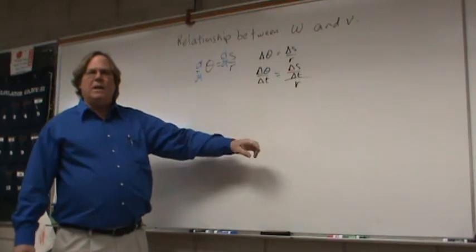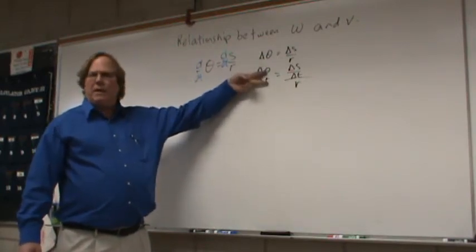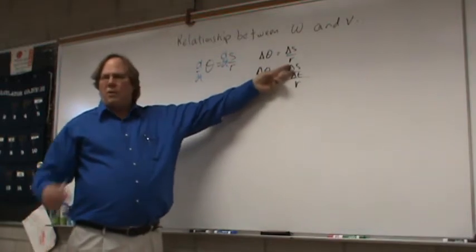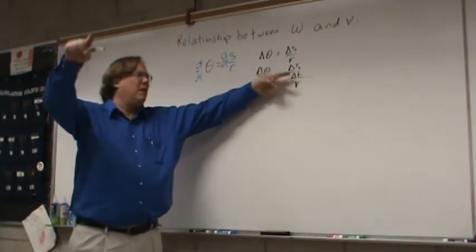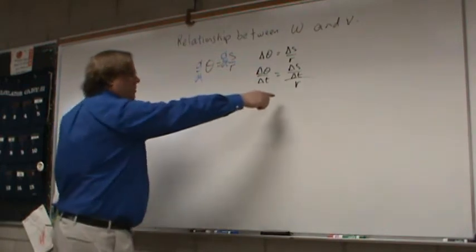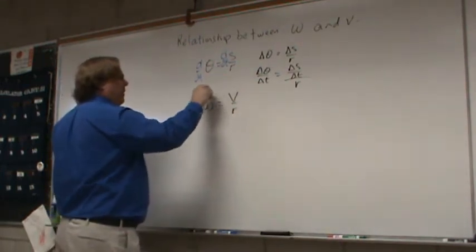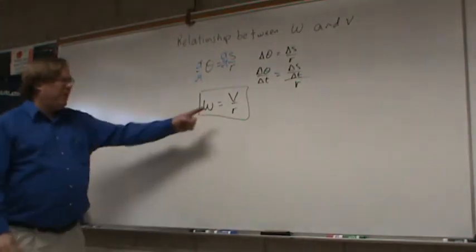But if you're not in calculus, at least you can see this. And I hope you see that the rate of change of theta with respect to t has a relationship with the rate of change of the arc that you've traveled with respect to t. And that relationship is omega equals v over r. And there you go. That's huge.